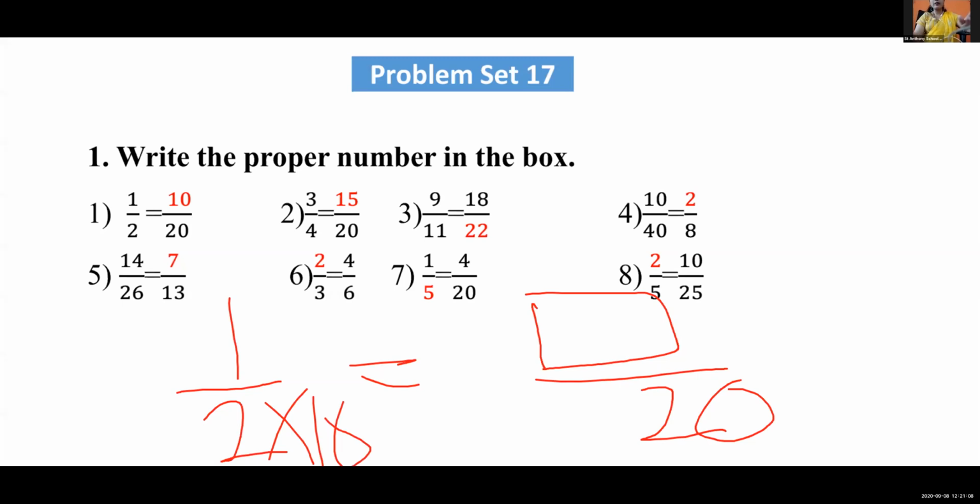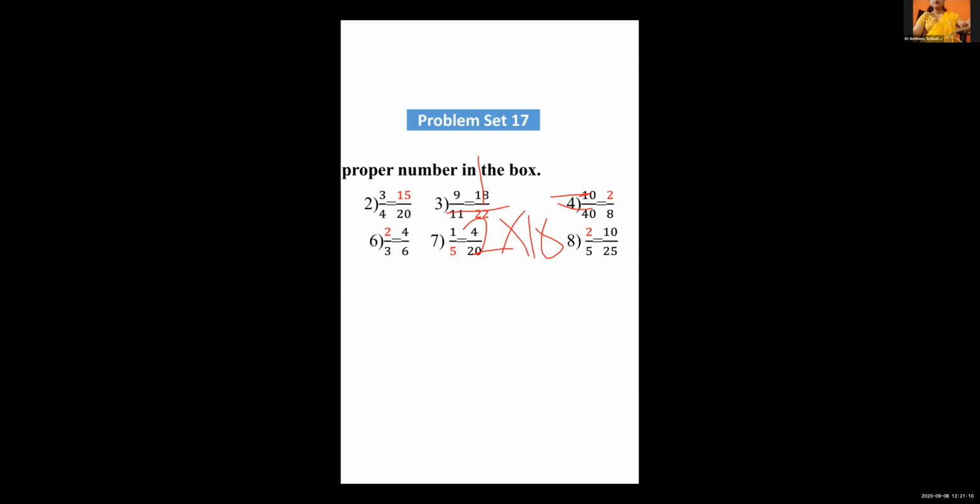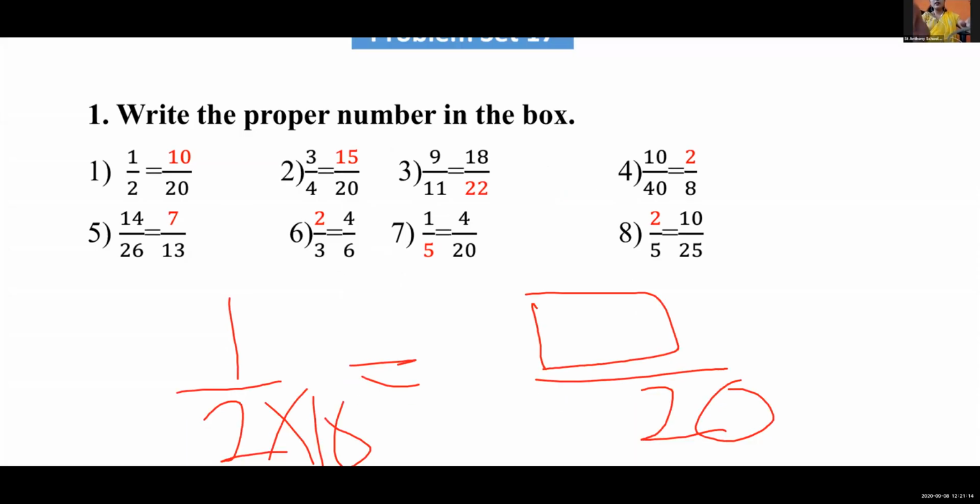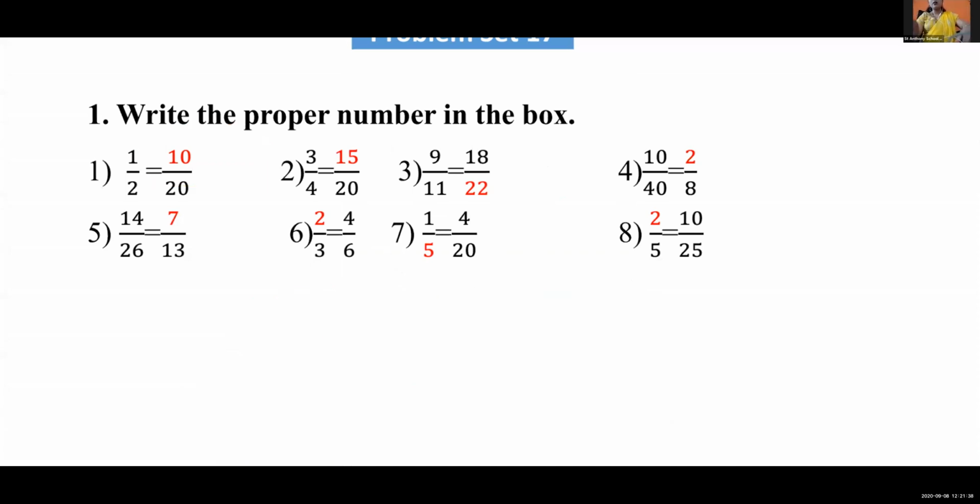So if we are multiplying this 2 by 10, then in the numerator also we are using the same number 10. तो हम लोग numerator में भी same number use करने वाले हैं. We can't use a different number in the denominator and a different one in the numerator. If we are multiplying by 10 in the denominator, we'll use the same number in the numerator also. So 1 tens are 10. So what answer will come in the box? 10.